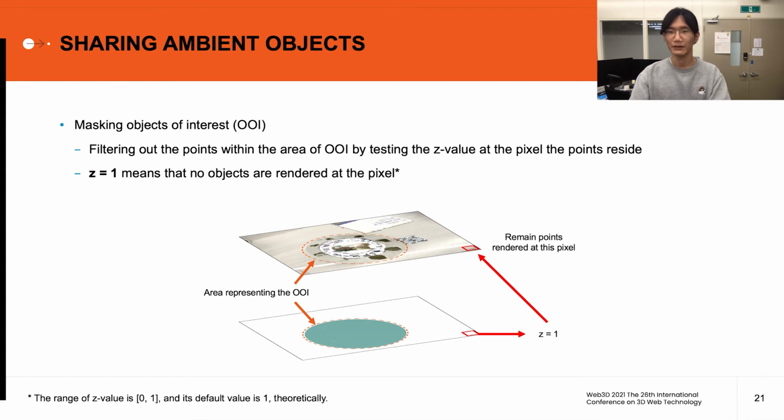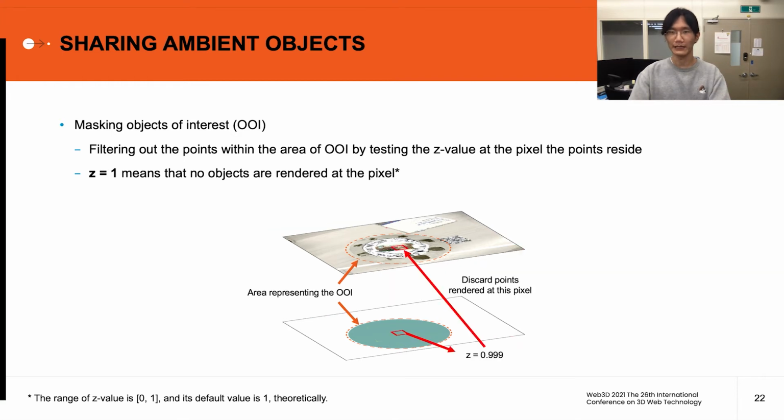When we look at the pixel at the lower right corner in the rendering image of a 3D model, it has the G-value as 1 because the pixel is outside of the OOI. So we can determine that those points which are rendered at the pixel are not representing the OOI. However, in the case of the pixel at the center of the rendering image, that pixel's G-value is approximately 0.999. Thus, we can determine that those points which are rendered at the pixel are representing the OOI. Based on this determination, we just discard those points.